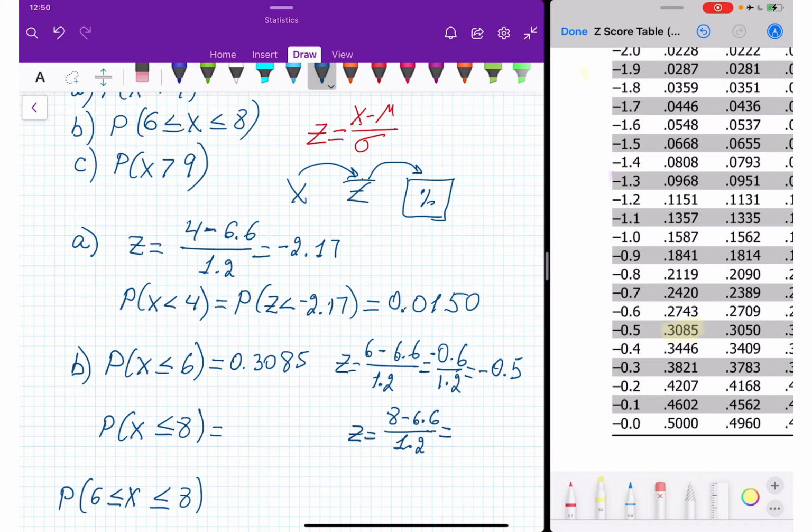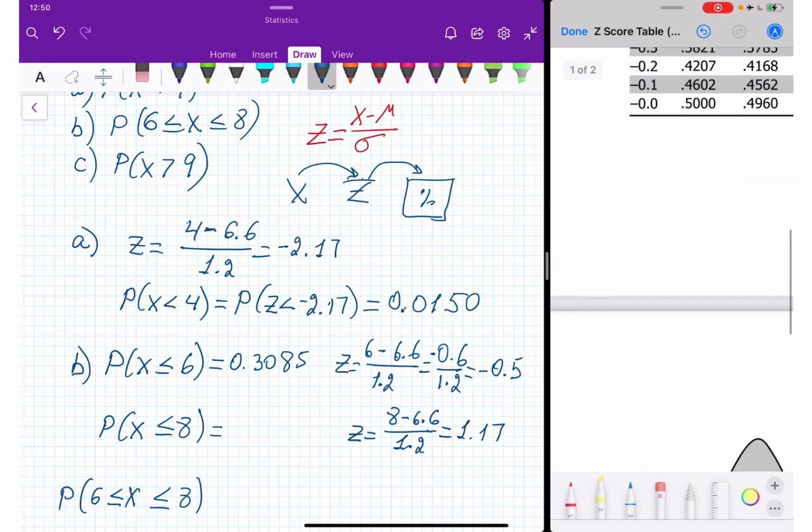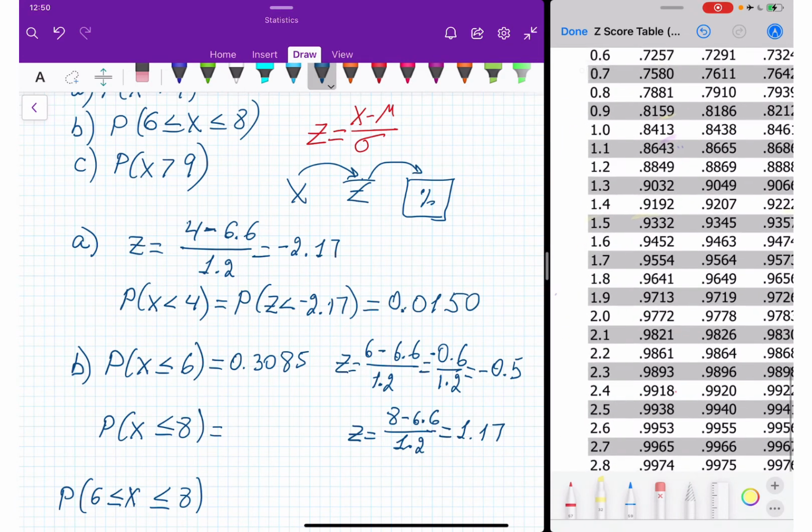That is equal to, so 8 minus 6.6, it should be 1.4. Okay, divided by 1.2, meaning 14 divided by 12. And we get 1.17, and we get it positive. So 1.17, we're moving to positive. Here it is.